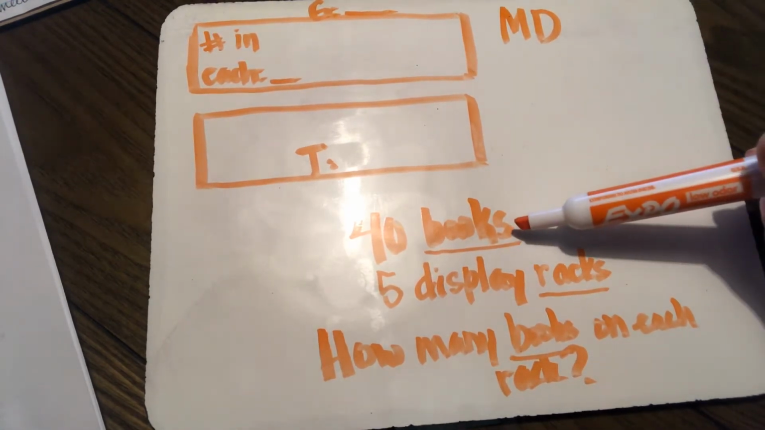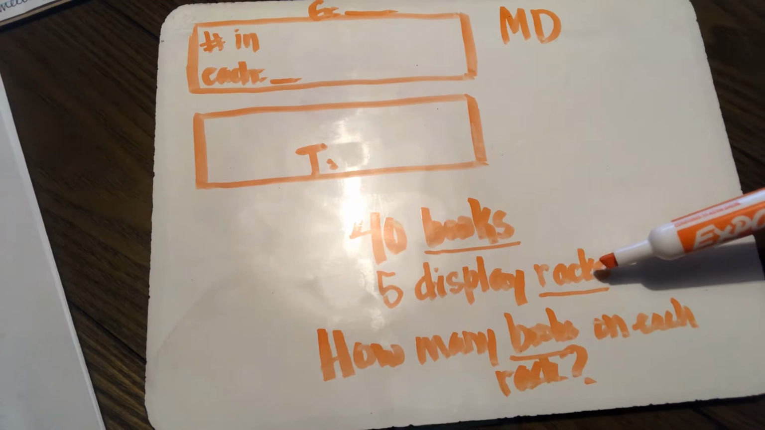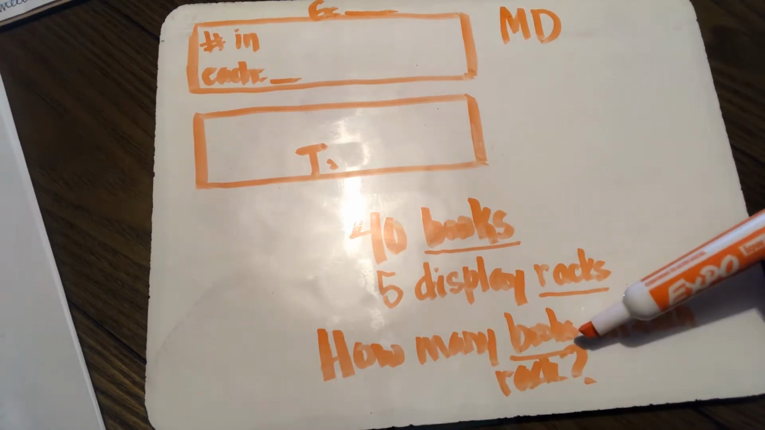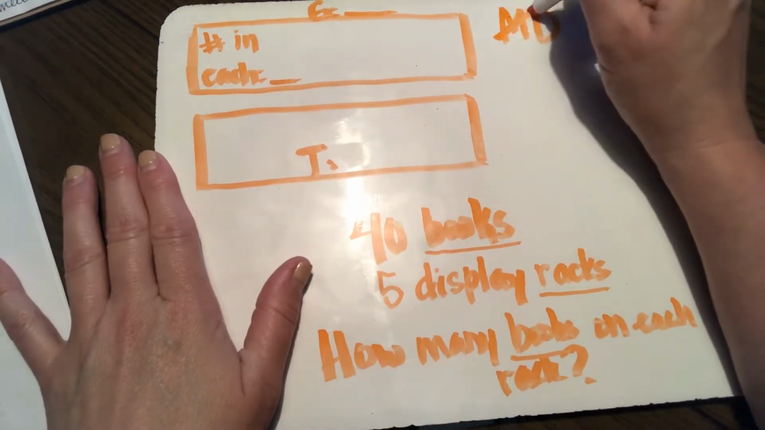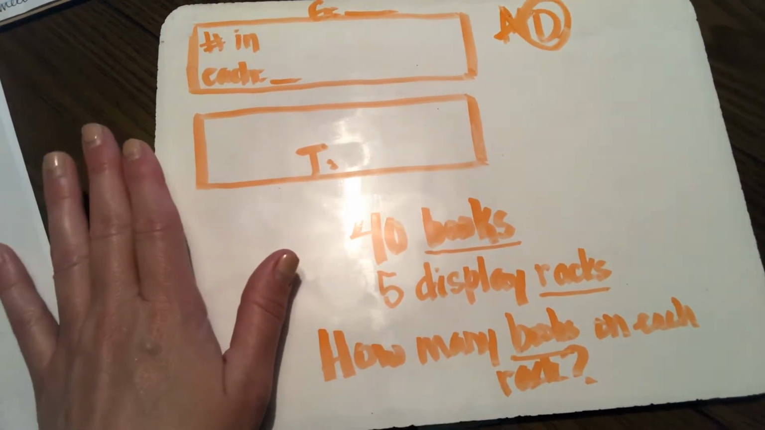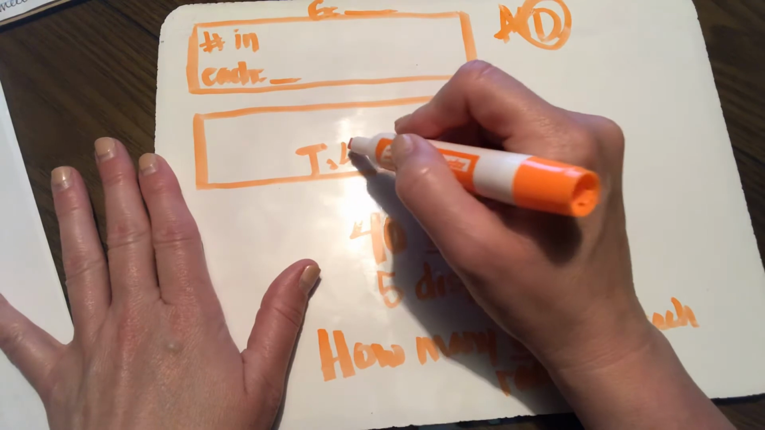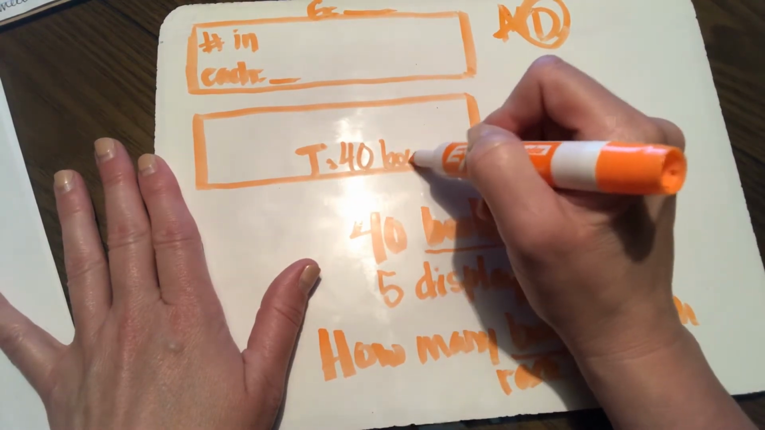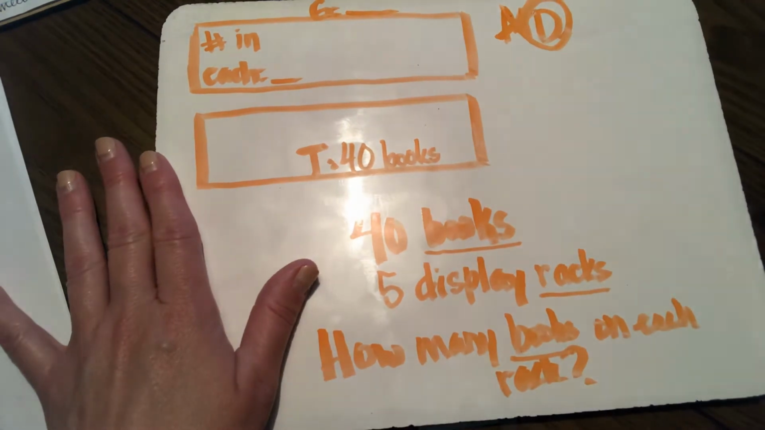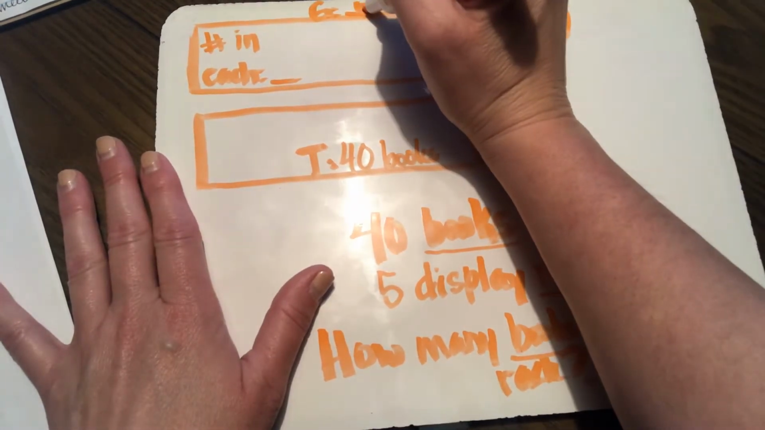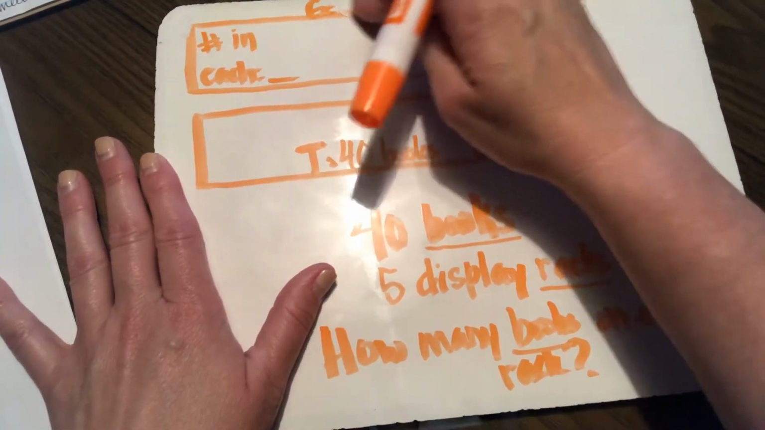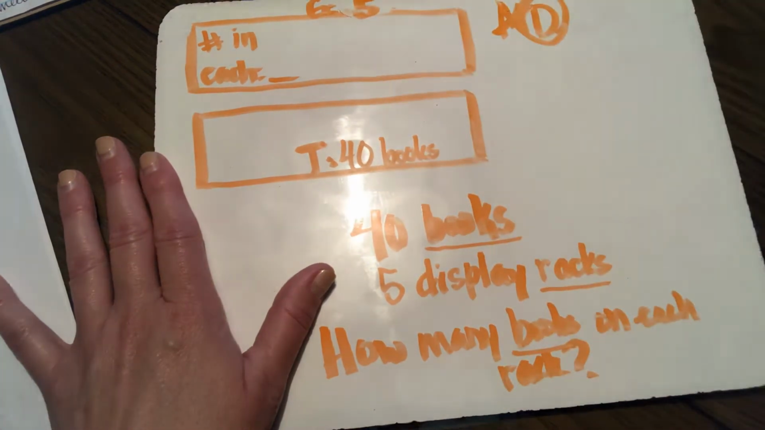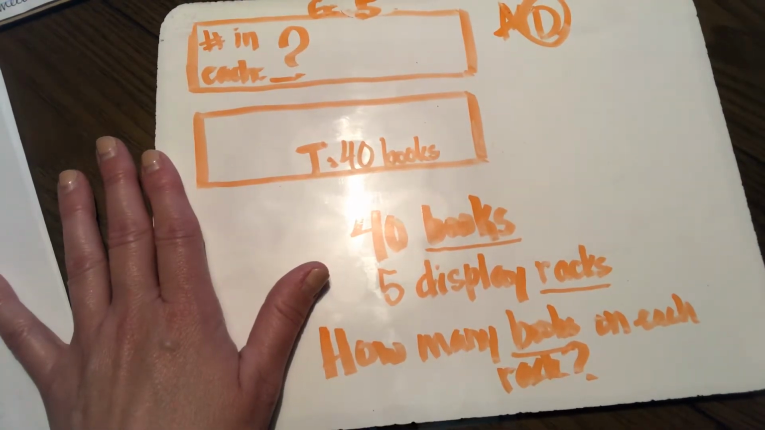But if I have 40 books and I'm going to put them equally onto 5 racks, will I have more than 40 books on each rack or less? If you said less, you are correct. So 40 is the number of books in all that we have to split up. 5 racks is how many groups there are. That was kind of hard to see. Let's try that again. There we go. And we are looking for how many books in each rack.